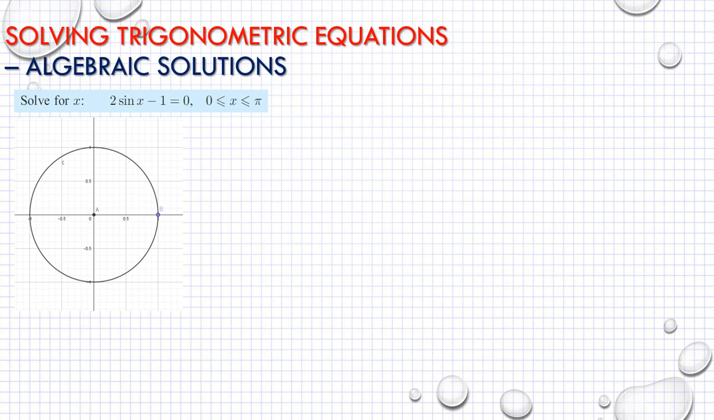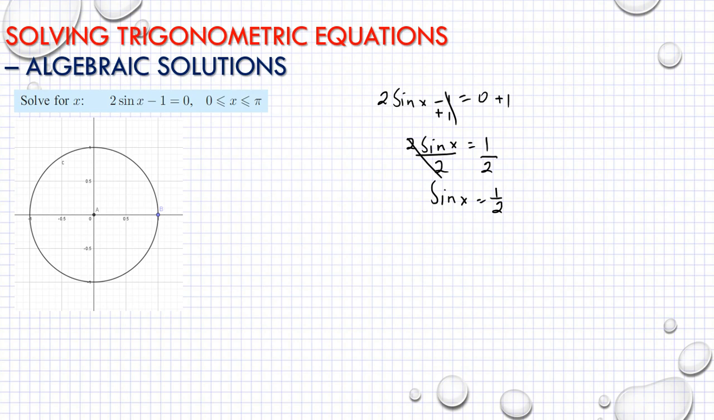We have our x is from 0 to pi. That means 180 degrees. So if we're going to solve this, we have 2 sine x minus 1 is equal to 0. If we add 1 to both sides of the equation, then we have 2 sine x is equal to 1. Divided by 2, then we have sine x is equal to 1/2.